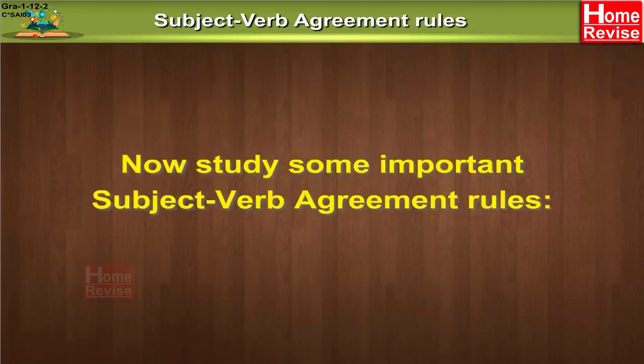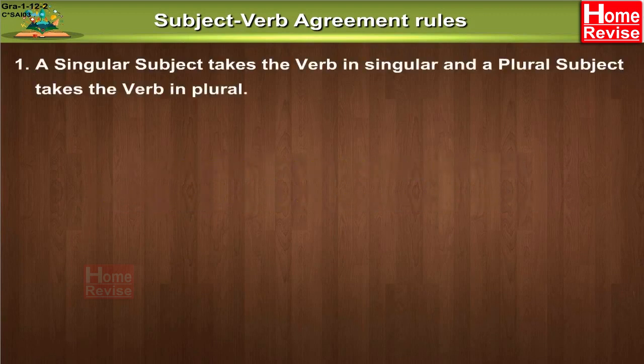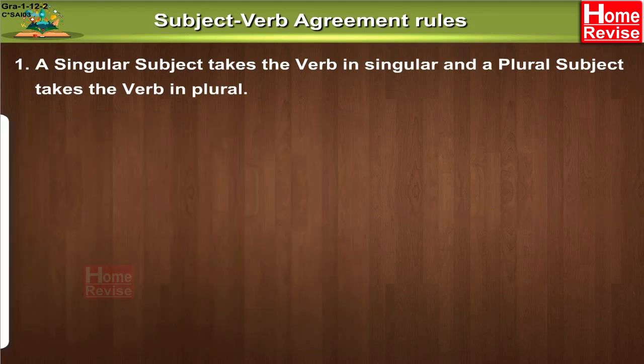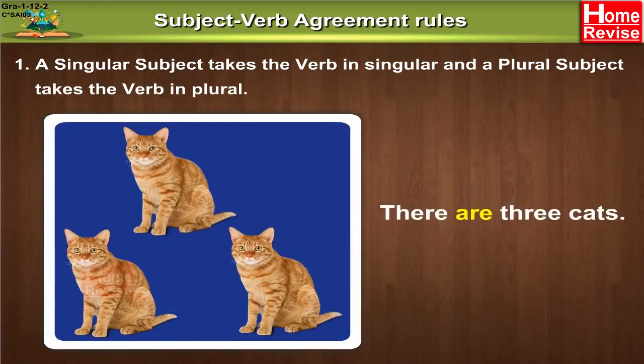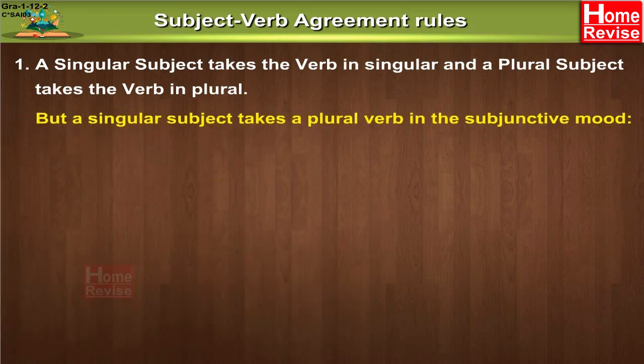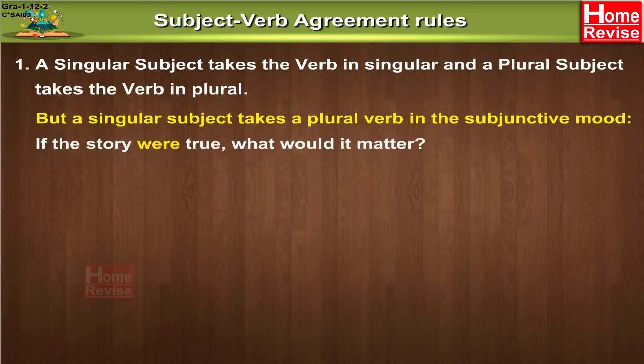Now study some important subject-verb agreement rules. 1. A singular subject takes the verb in singular and a plural subject takes the verb in plural. There is a cat. There are 3 cats. They are happy. But a singular subject takes a plural verb in the subjunctive mood. If the story were true, what would it matter?